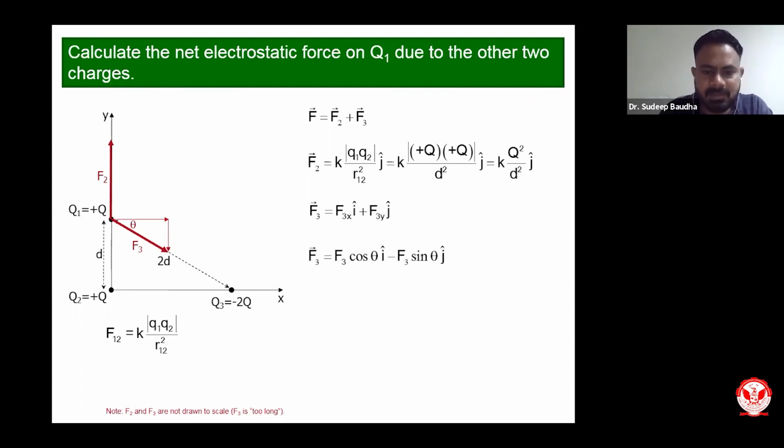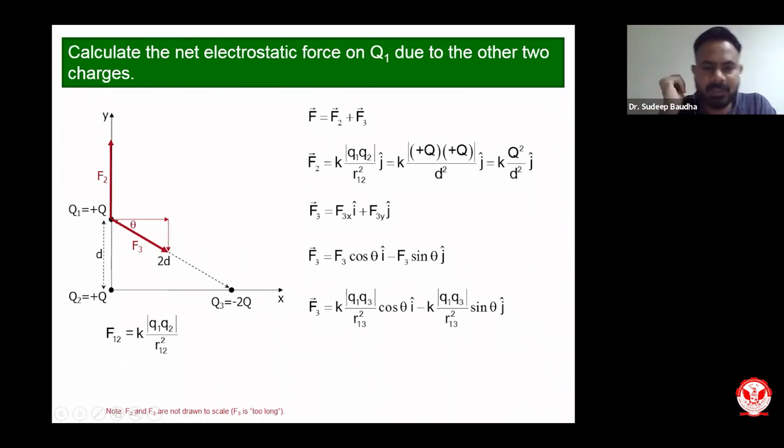So I can straight away write F3x as F3 cos theta and F3y as F3 sin theta. Please remember, in this case, cos theta is in the positive direction of x and sin theta is in the negative direction, and that's why this negative sign comes into the picture. So we have F3 cos theta i for the x component of F3, and F3 sin theta j for the y component. i pertains to the x-axis, j pertains to the y-axis, and the negative sign comes because the direction is in the negative y direction.